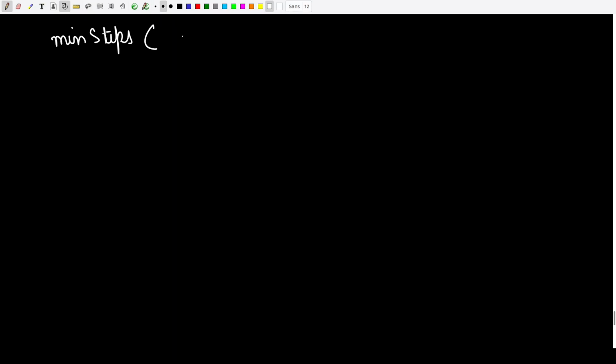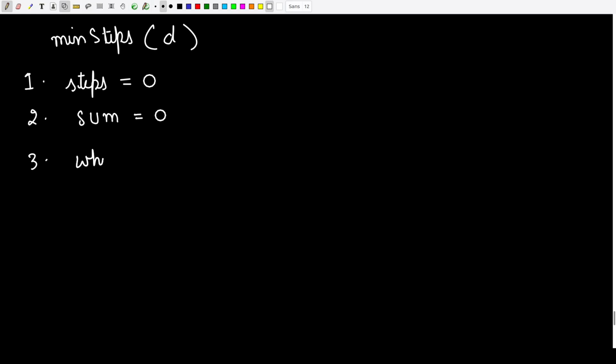So minimum number of steps we wanted to compute, and D is what is given to us. So the first thing we are going to do is have our steps. The number of steps in order to reach our solution is given by steps, and initially its value is 0. And then we have a sum variable, and initially its value is 0. Now we are going to iterate while sum is less than D. So while sum is less than D, we are just going to keep on adding to the sum. And what is the sum? Well, the sum is equal to sum plus steps, right?